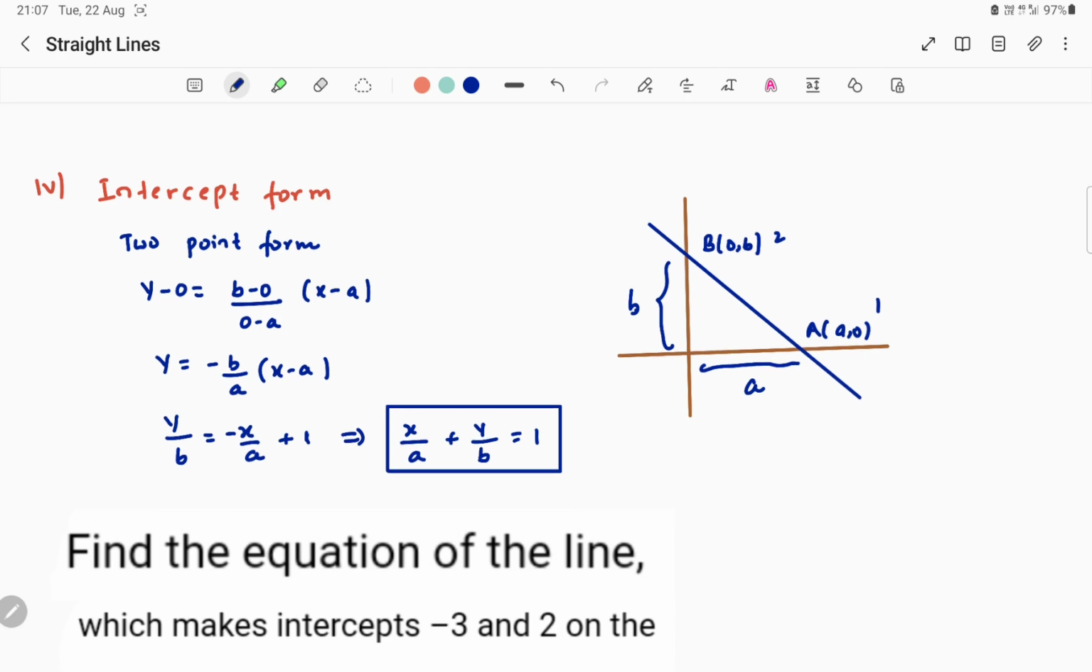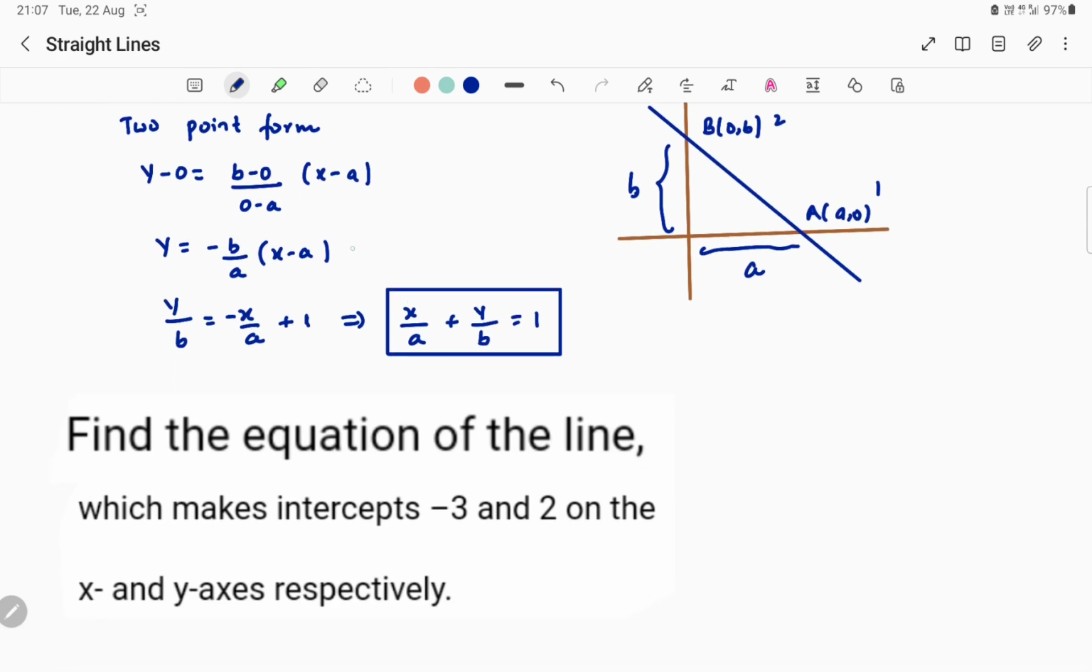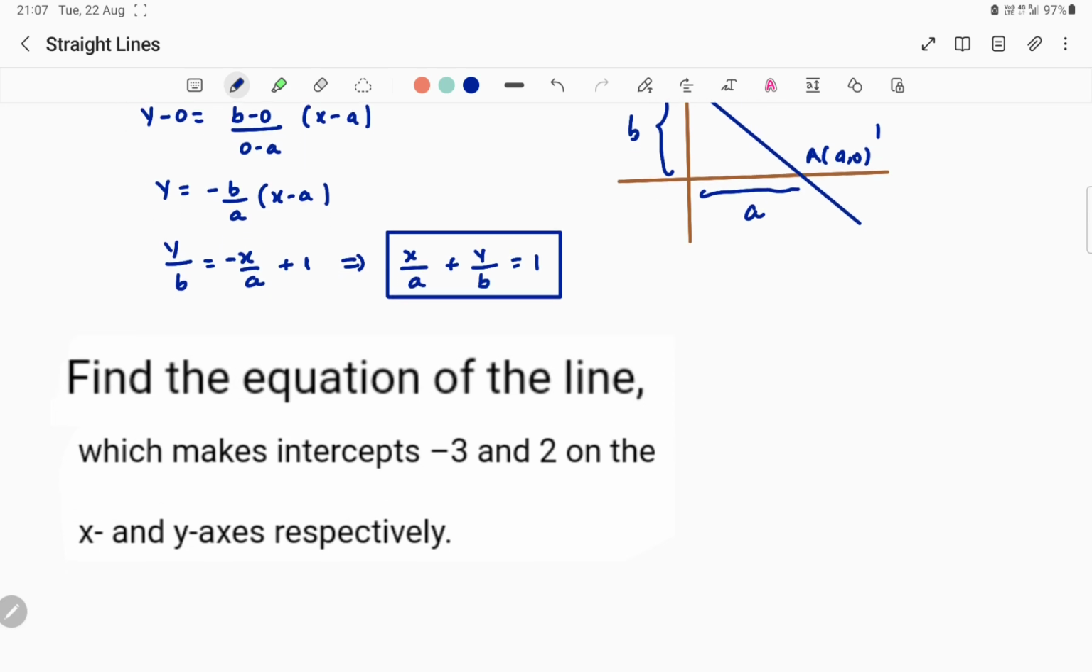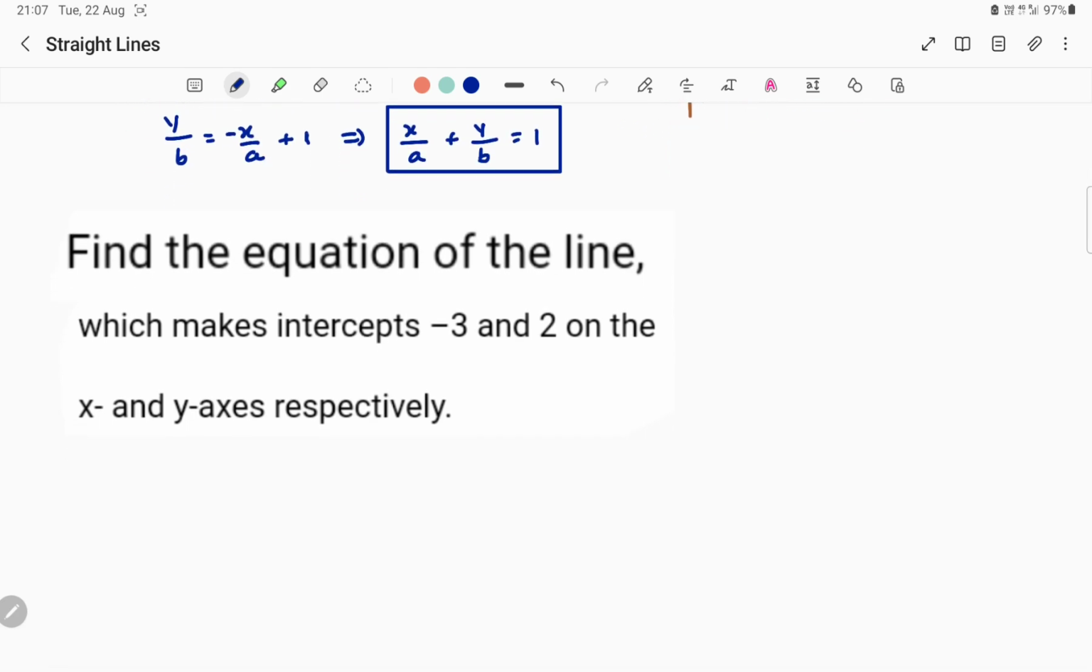Simplify this, and with a little bit of manipulation, what we are doing is sending this b to the left hand side. So we can write y by b is equal to minus x by a plus 1. Bring this quantity to the left hand side. So we get x by a plus y by b is equal to 1.